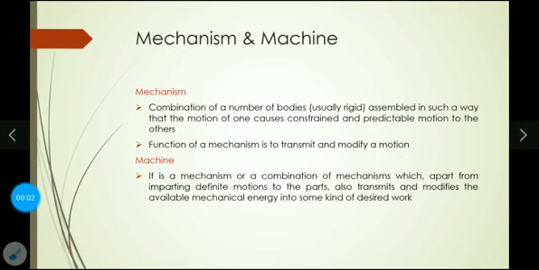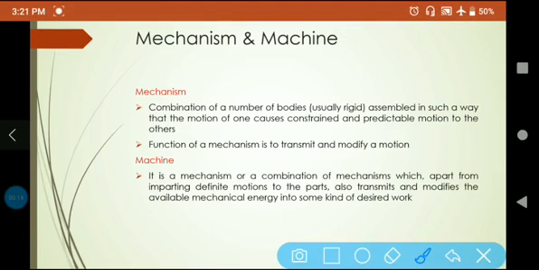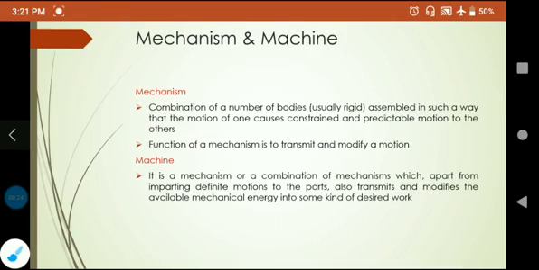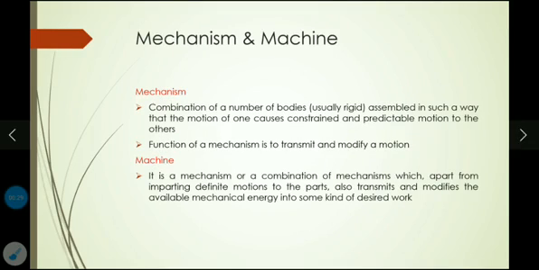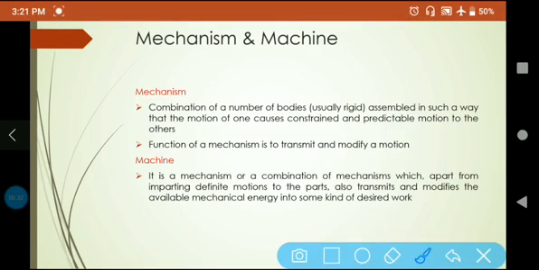When we discuss about kinematics of machine, one of the most commonly used term is a mechanism. What is a mechanism? Mechanism is defined as a combination of number of parts which are assembled with each other in such a way that the motion of one of the part causes a constrained and predictable motion to the other part.